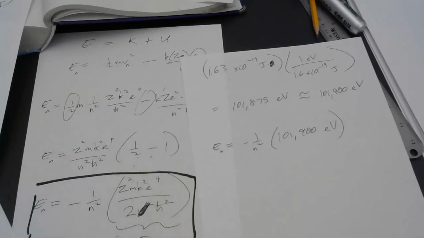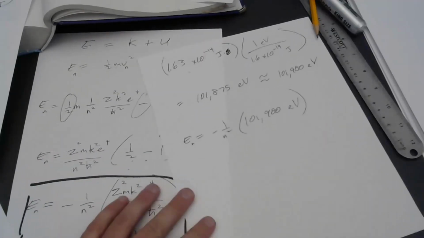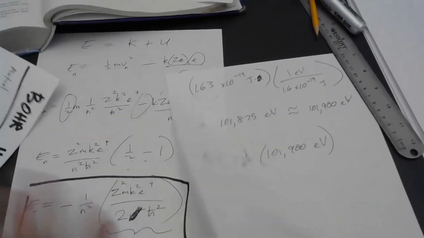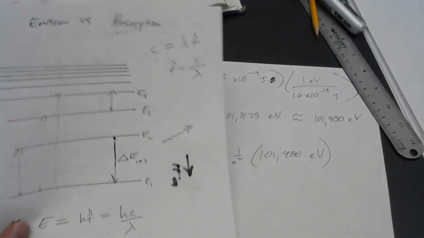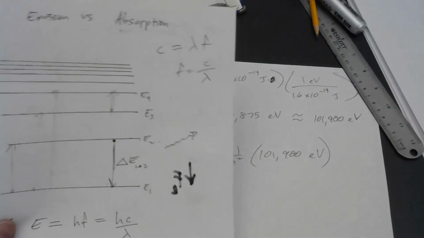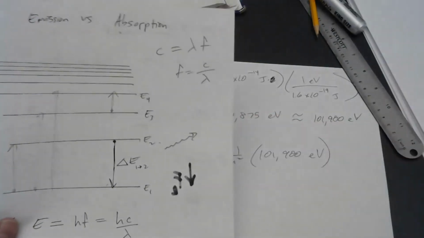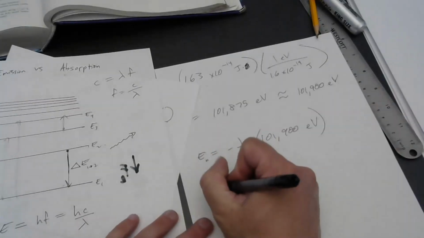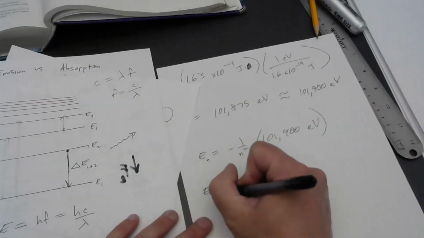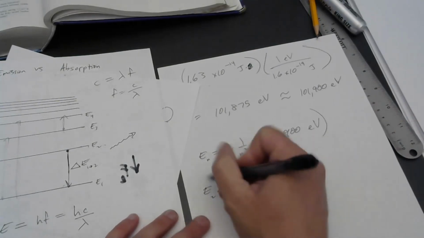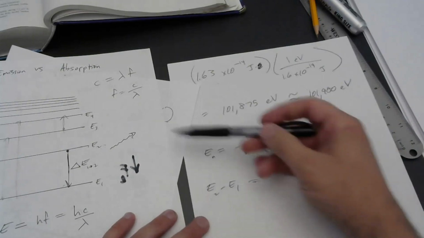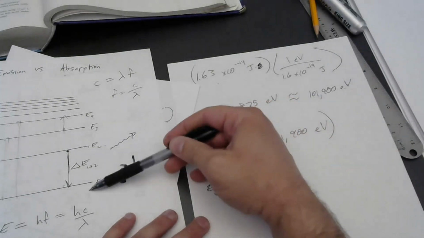Miraculously, I got the same number. Evidently, I did that correctly. Okay, so all we have to do now is find the difference between the ground state energy and the number 2 state. I was going to say number 2 excited state, but that makes it sound like it's the second excited state, which would be E3. So I'll just call it the E2 level. So that means E2 minus E1. That's the energy of the photon.